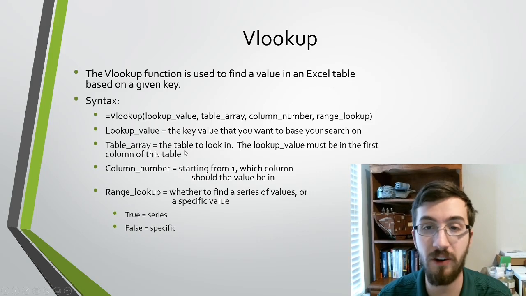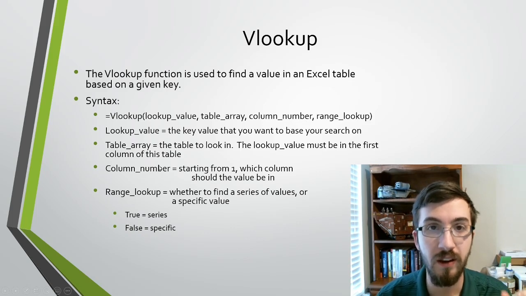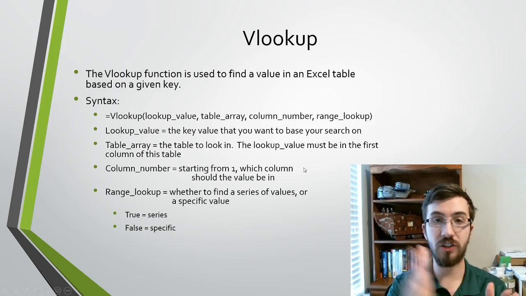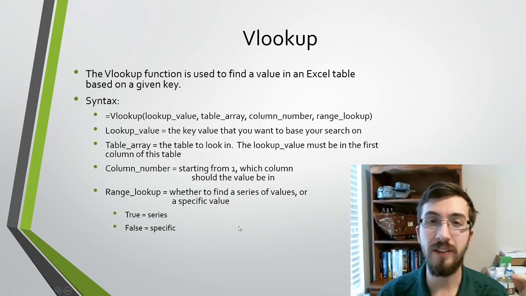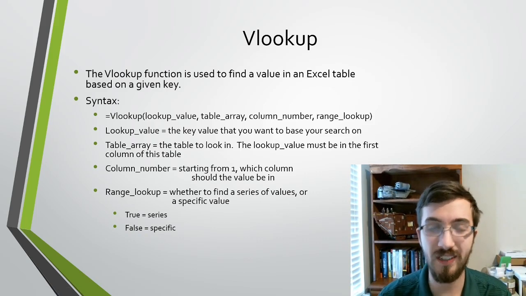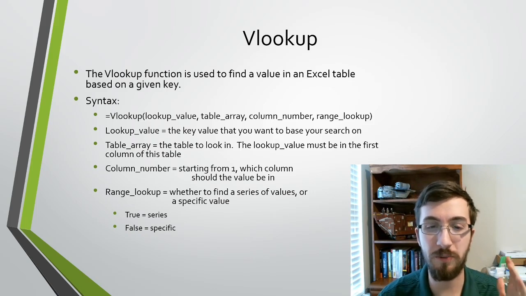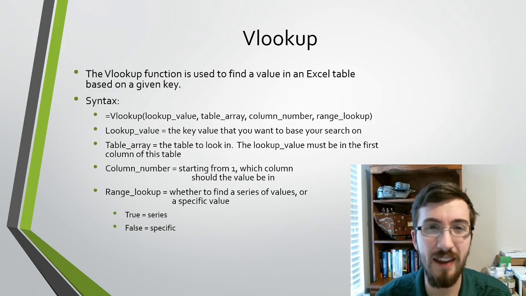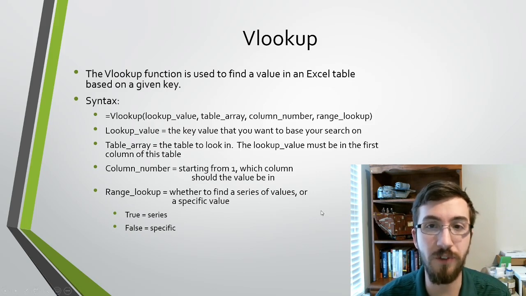Again, we'll talk about all this more as we look at an example. The third argument is the column number. Starting from 1, which column do we need to find our value in? And then the last one, range lookup, is kind of a complex one. It's whether you're looking for a number within a certain range or if you want a specific value. For the most part, I'd say 9 times out of 10, you're using the specific value, which means you're just entering the argument of false.